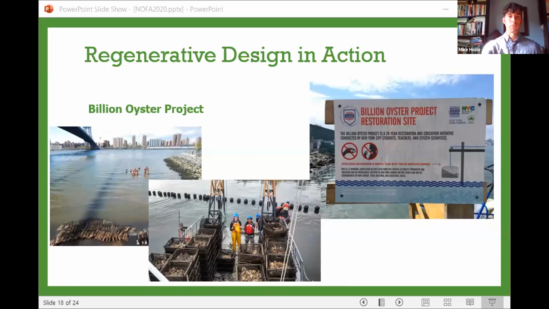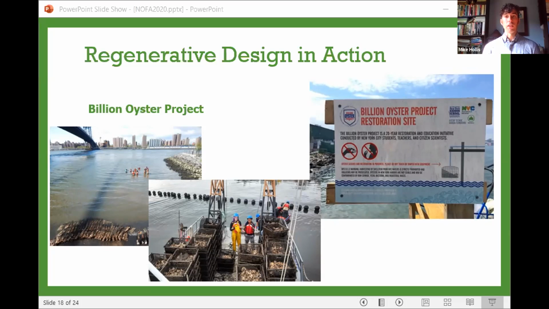The Billion Oyster Project, another really neat one. There had originally, and we're talking like back in the 1600s, been over 220,000 acres of reefs in the New York Harbor that supported the oyster industry. By like 1906, they were largely gone, and by 1976, they were completely gone.